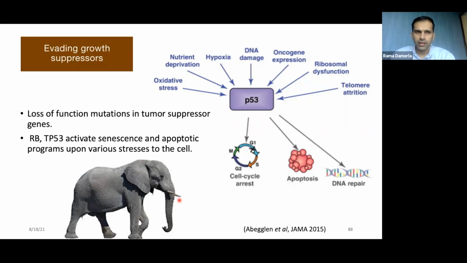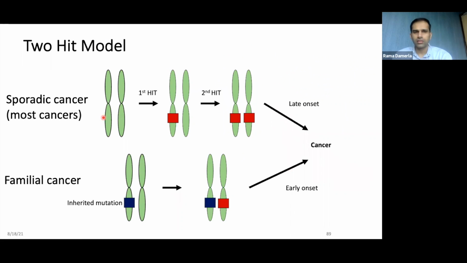So the way these loss of function mutations happen is by a two-hit model. This was first proposed by Knudson. So here you have the two-hit model. So this is sporadic cancers. Let's see what happens in sporadic cancers. Let's say these are homologous chromosomes, and then there's a first mutation, a first hit, and then after many years there could be a second hit. So that is why these cancers form late onset.